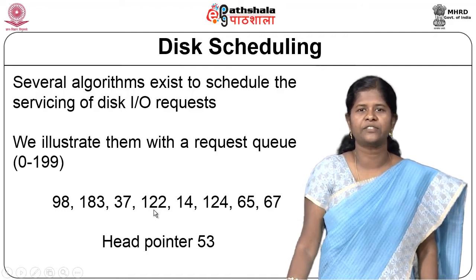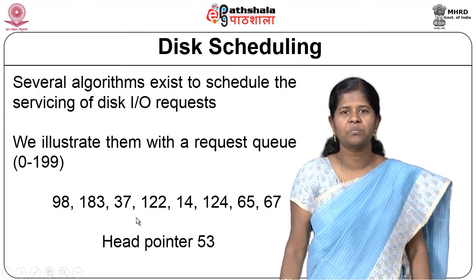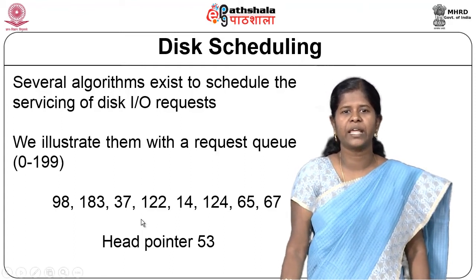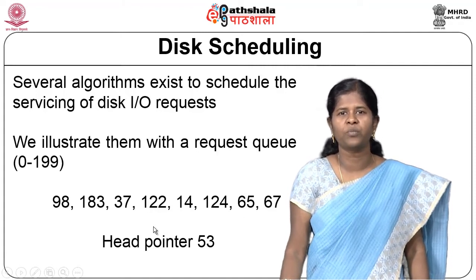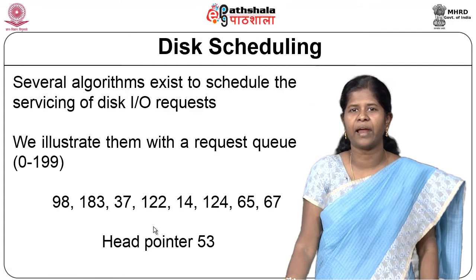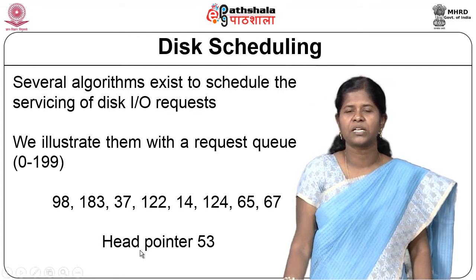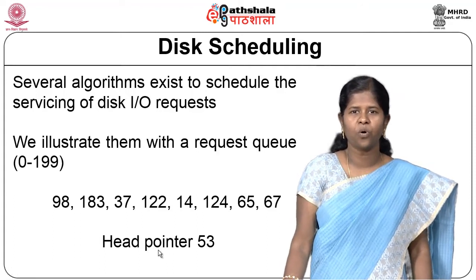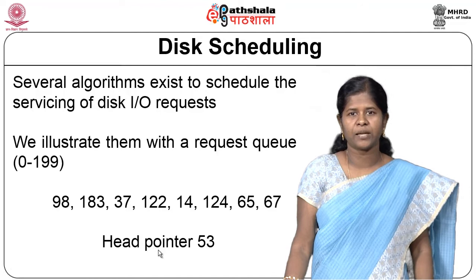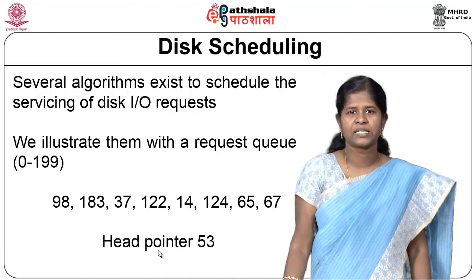Now, we need to look at different algorithms and see how each of those algorithms moves the head to service these requests, and then we will see what will be the number of movements made by the head for each of those algorithms and see how it is being minimized. Say if the number of movements of the head is more, then it means that the seek time is more. So, if the seek time is more, then the access time is more.